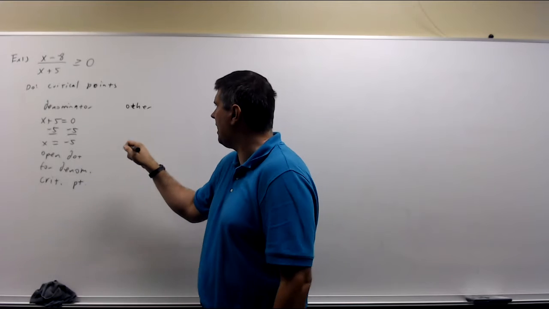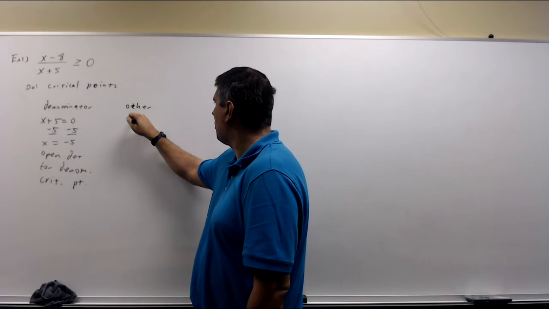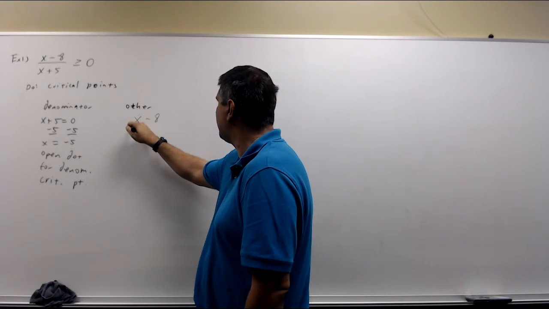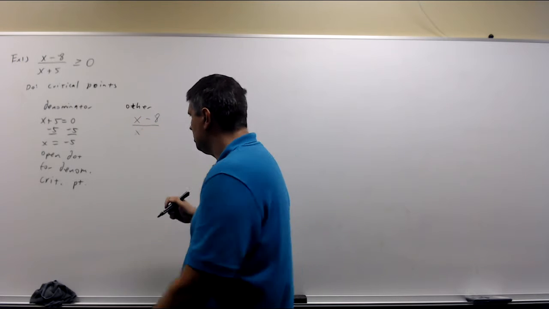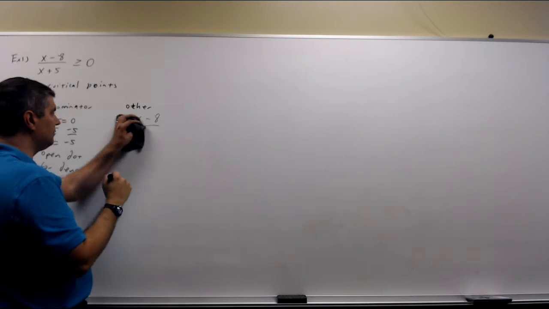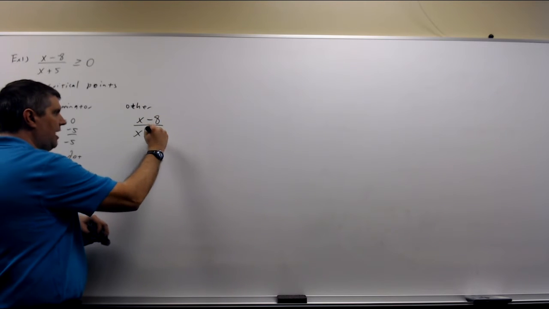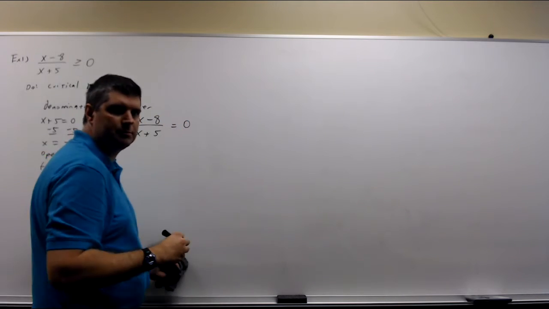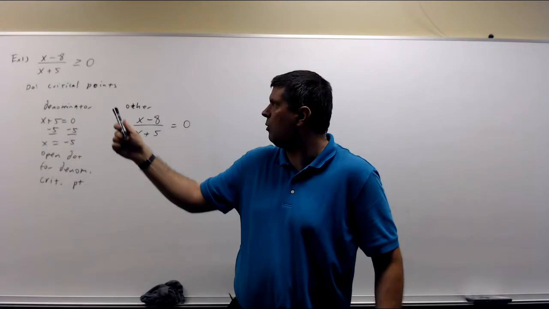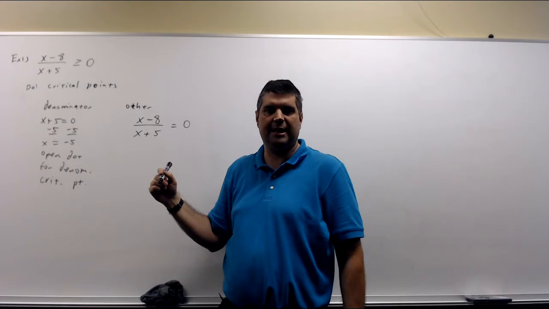Okay, the other critical point will be found by solving the inequality like an equation. So I'll have (x minus 8) over (x plus 5) equals 0. Okay? The inequality, but I treat it like a 0.